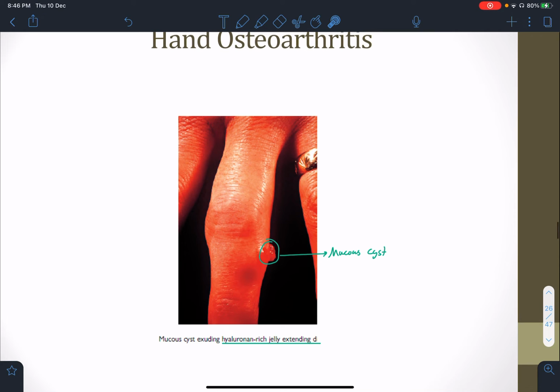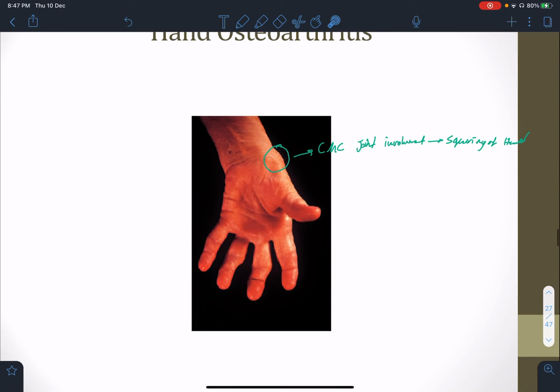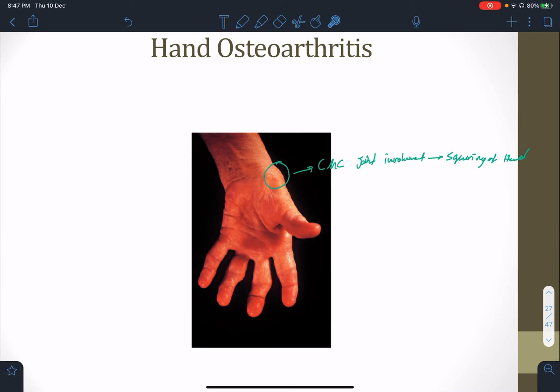And some mucous cysts exude a hyaluronic-rich jelly extending from the distal interphalangeal joint. Mucous cysts are seen more commonly in patients with osteoarthritis, but the reason why they rupture like that is not known. They think that due to stress and concurrent inflammation of the joint, patients present with a mucous cyst in hand osteoarthritis. And for the carpometacarpal joint, this is a picture explaining how it looks.